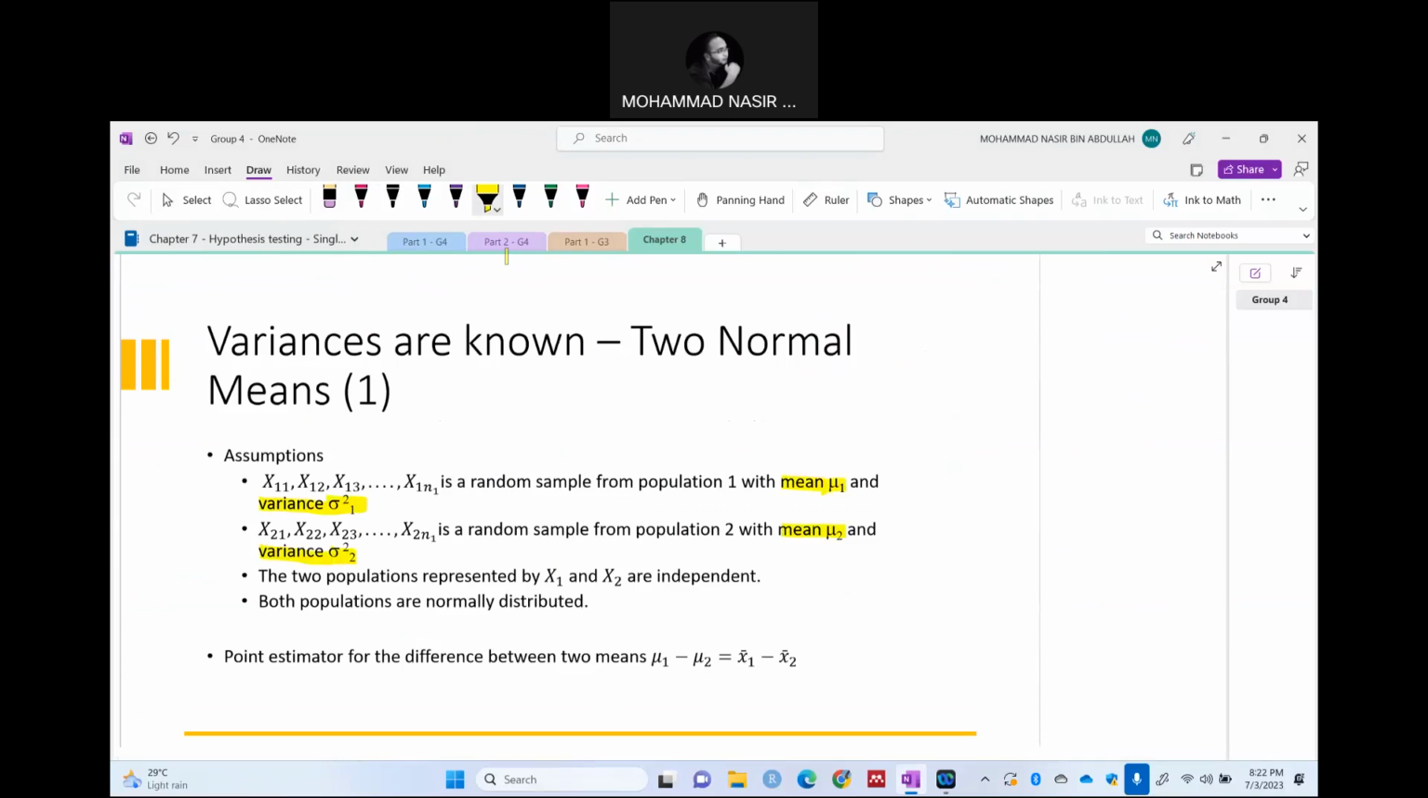Do you understand the term independent? It means that population 1 is not related to population 2, and it will not influence population number 2. So the point estimator for the difference between two means, mu1 minus mu2, is equal to x bar 1 minus x bar 2. This is a point estimator. If your question asks you to find a point estimator, this is the point estimator: x bar 1 minus x bar 2.